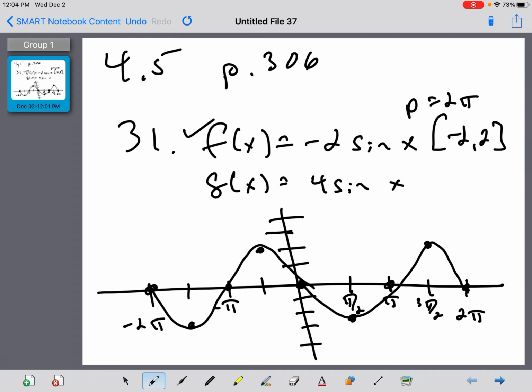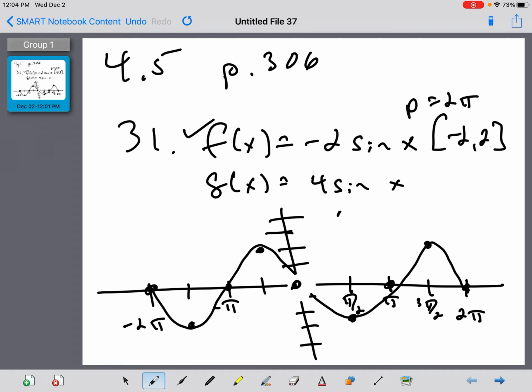All right, 4 sine x. Let's see, can I do this in a different color? Where's my pen? I don't want that. All right, so 4 sine x starts out at 0. Oops, back to the pen.